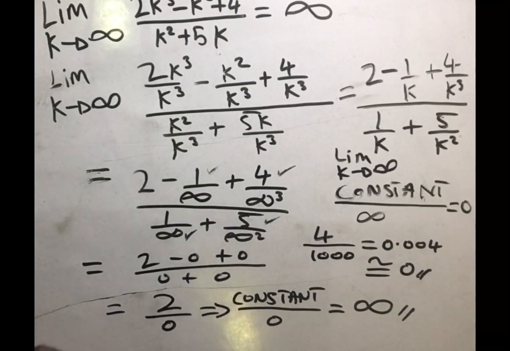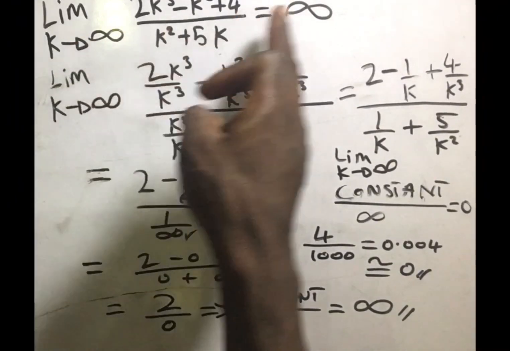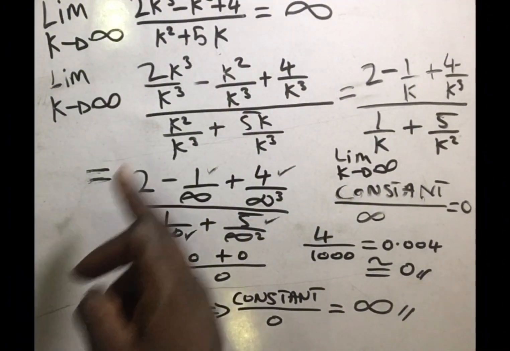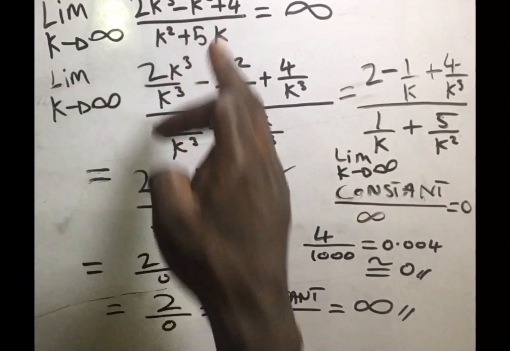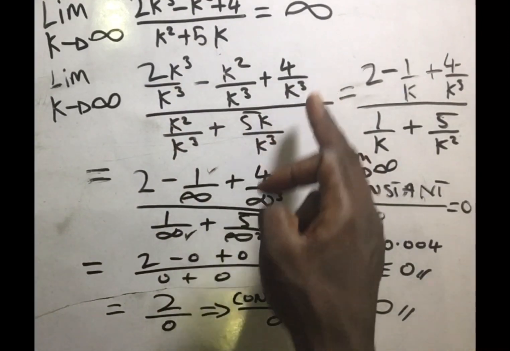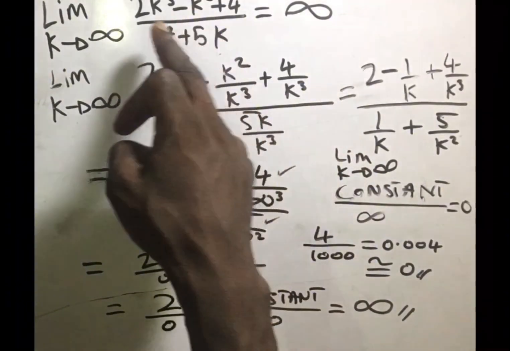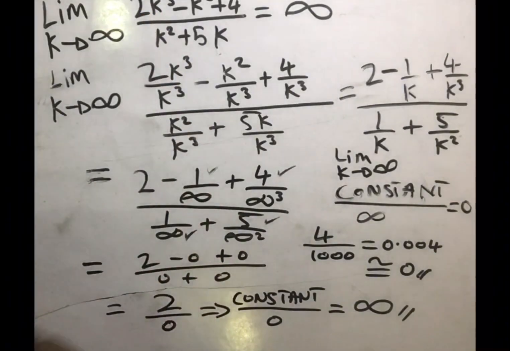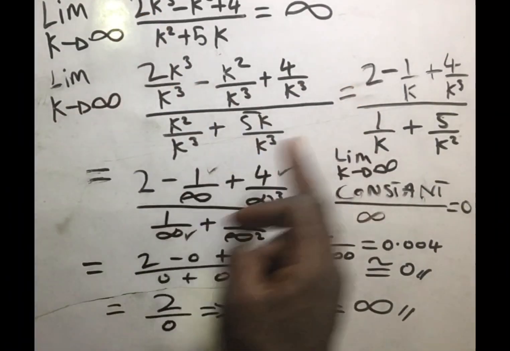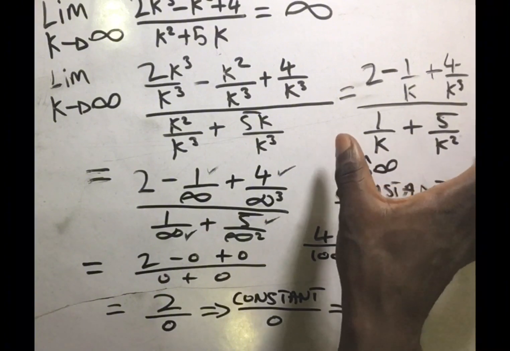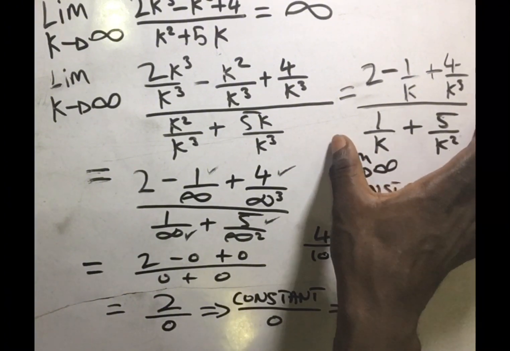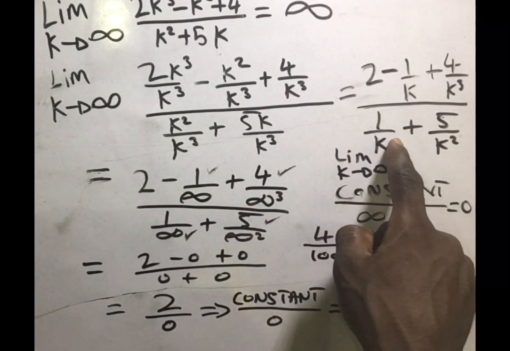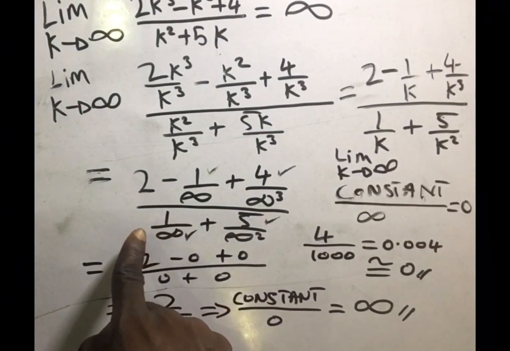So for those who are curious about how this got to this, you can see the working. What we did is we simplified this. Before we substitute directly, we simplified this to this by dividing all through by the highest power, which is k cubed. After dividing all through by k cubed, it was simplified to this. Now we substitute the value of k into this, and it gave us this.